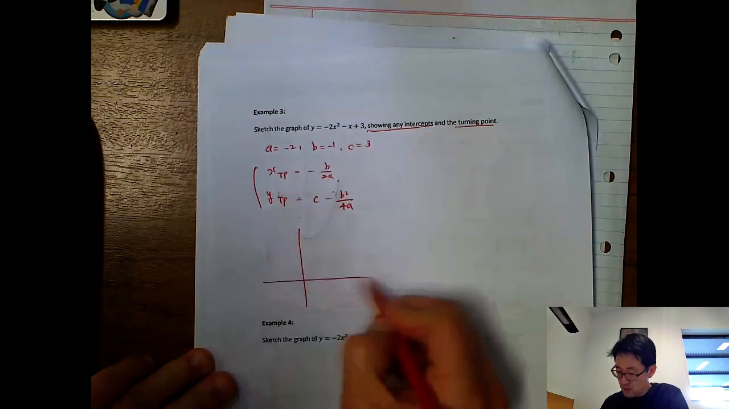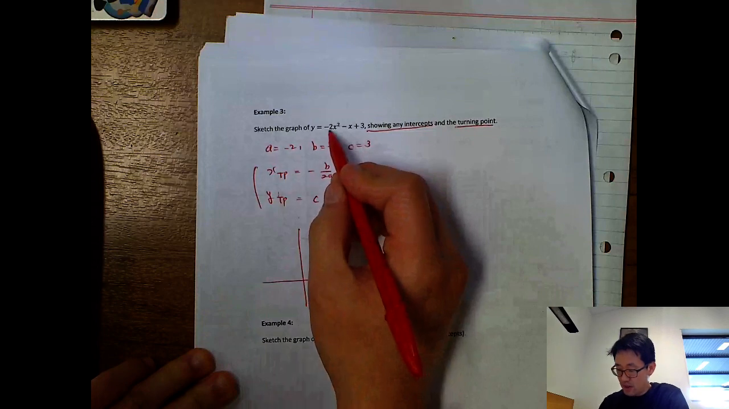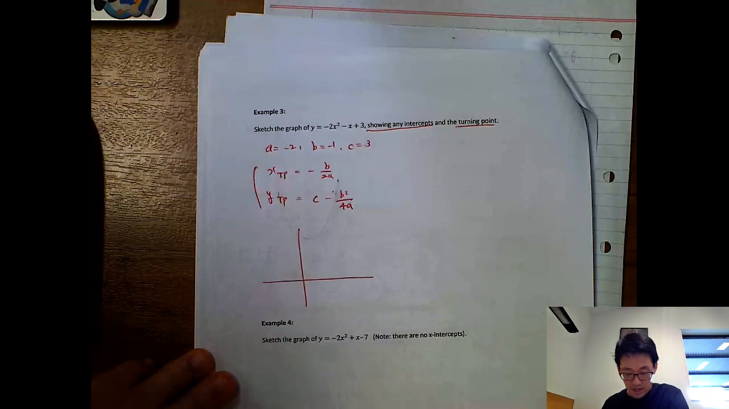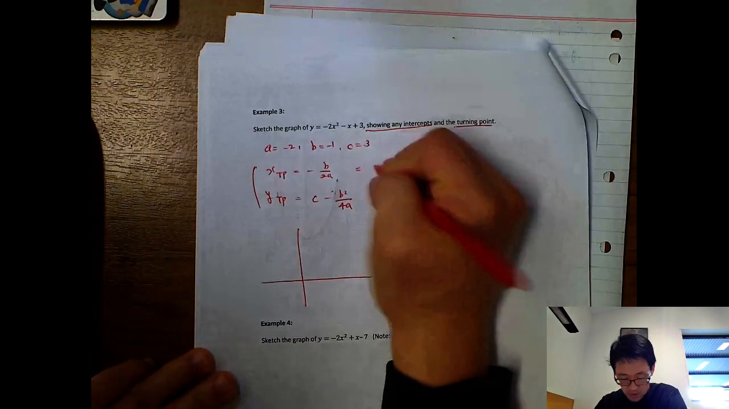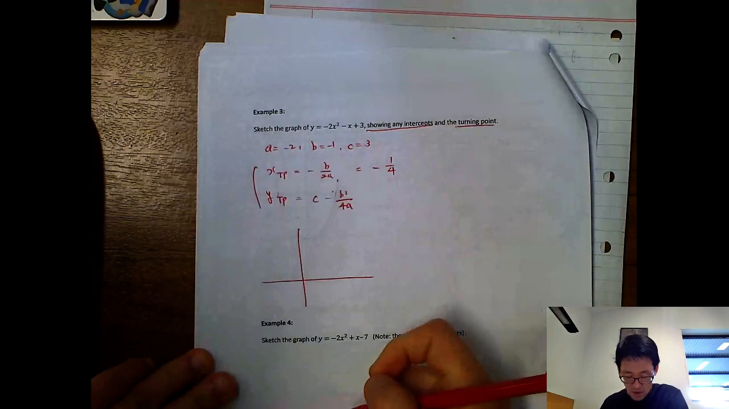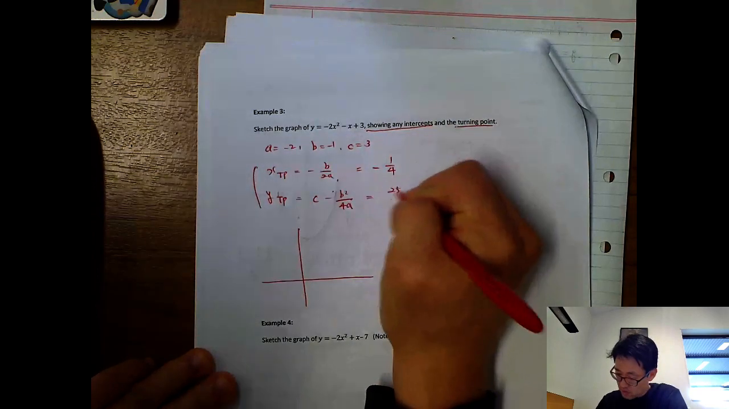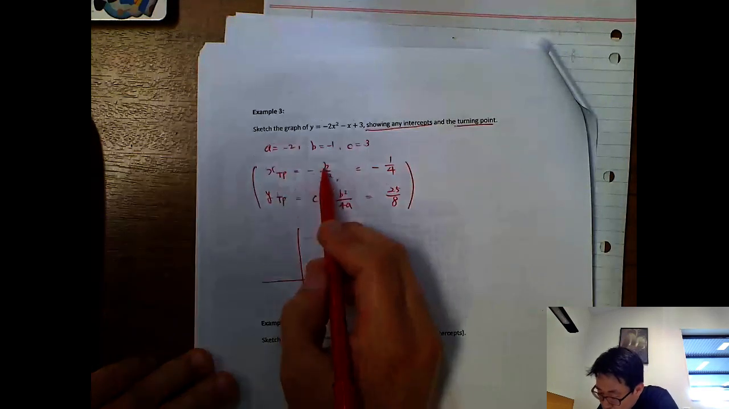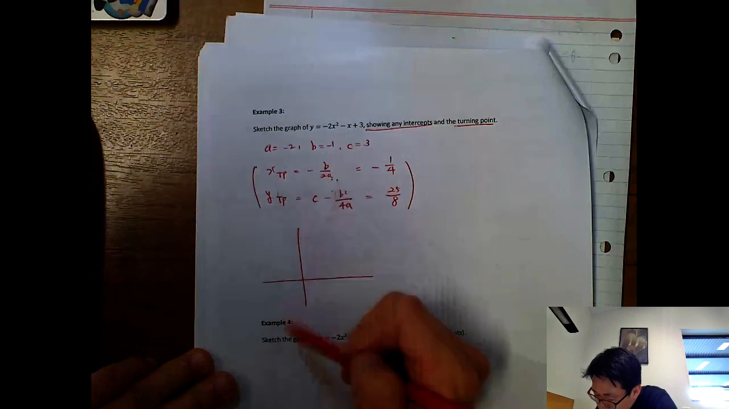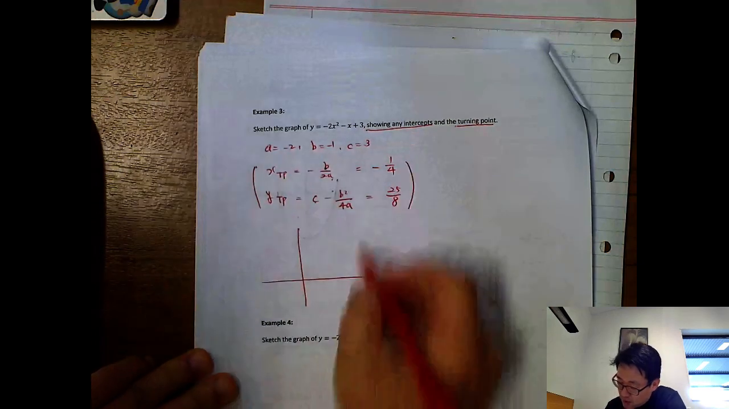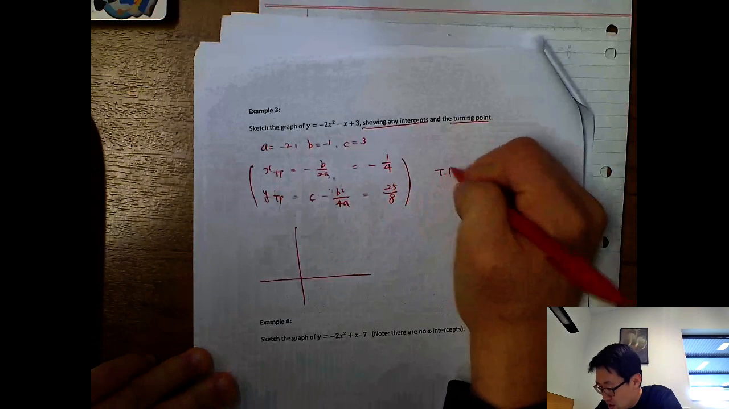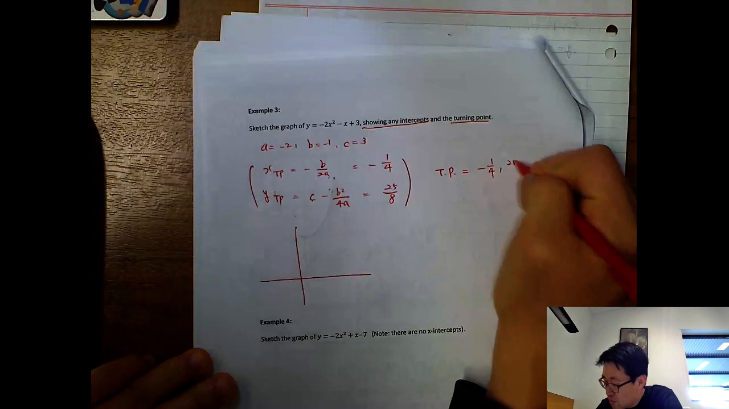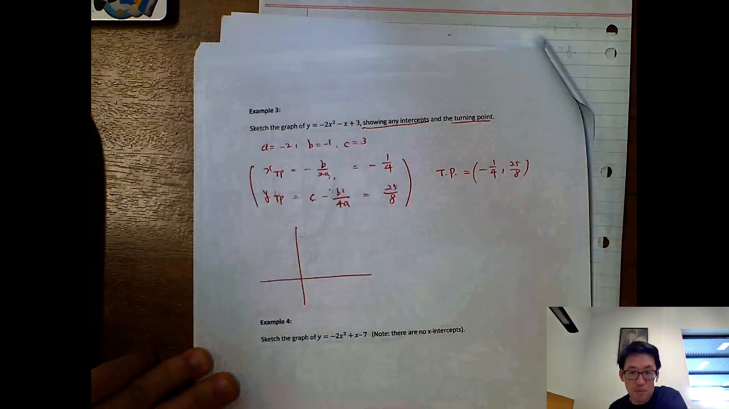And when we do that, you will get the turning point. When you solve it, I get the turning point as minus 1 over 4, and 25 over 8. I just plugged in: b is minus 1, a is minus 2, c is 3. Just plug in the numbers. So that's the turning point: TP equals minus 1/4, 25/8.